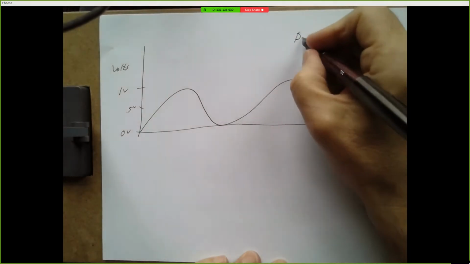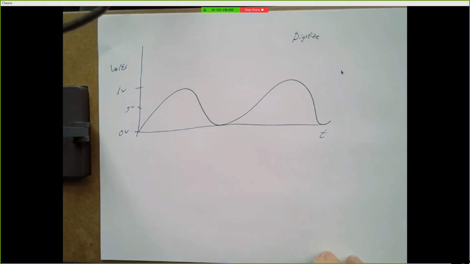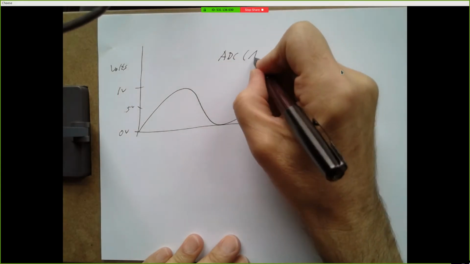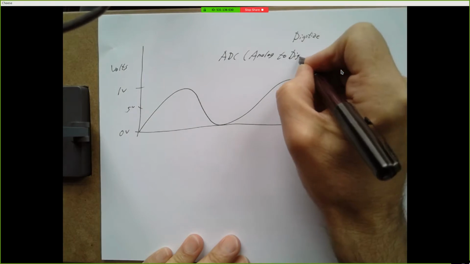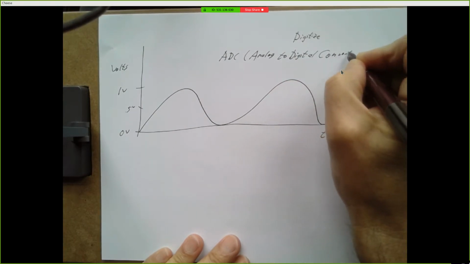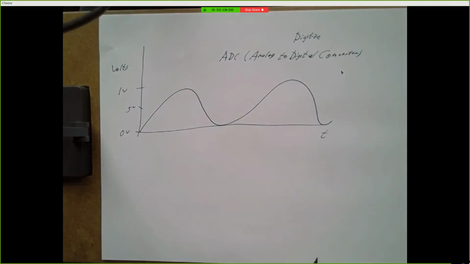And the answer is we digitize it. And so digitizing is basically the process of taking an analog signal and changing it into a digital form. So we have something called an ADC. This is an analog to digital converter. And so that last question in the homework is talking about ADCs.